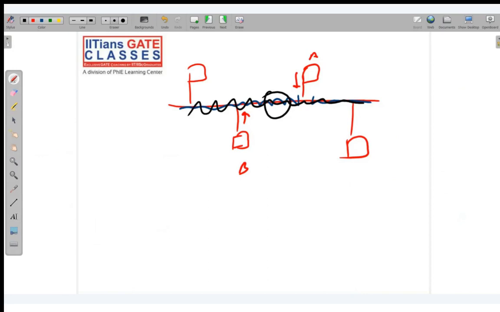Next point: to avoid collision, station must send data by executing a procedure or condition defined by the protocol.